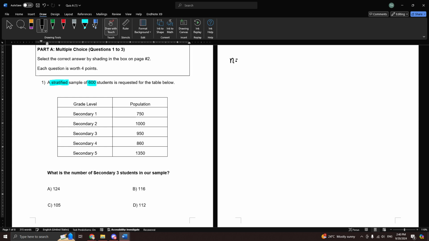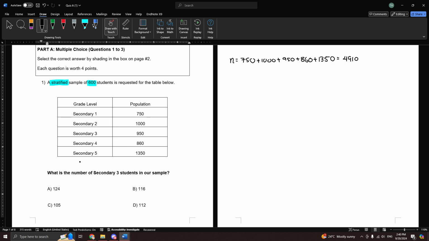So how do we do that? We're going to take all of the little individual populations of our strata and add them all up. So we're going to take 750, add that to 1,000, add that to 950, add that to 860, and to 1,350. And that's going to give me 4,910. So we have 4,910 students at the school overall.